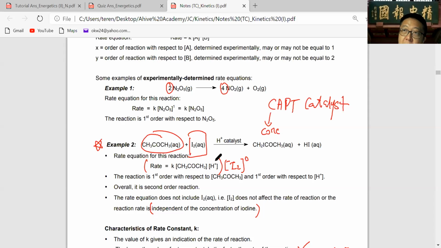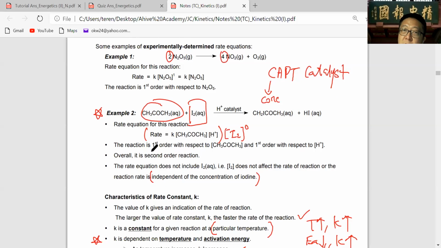After they add in the catalyst, they did a series of experiments. Experimentally, they determined it to be first order. Then they insert in the catalyst. So you can see that in this question itself, in this scenario, the concentration of the catalyst does impact the rate.